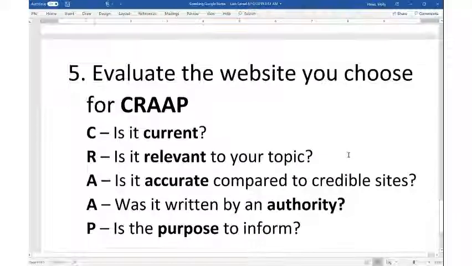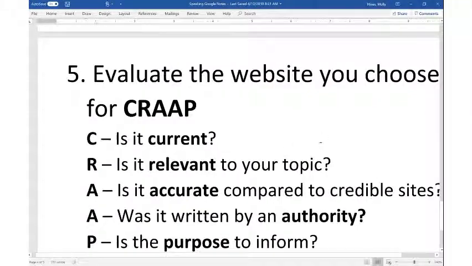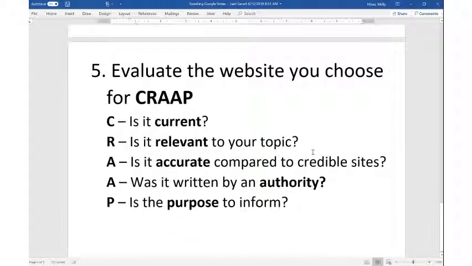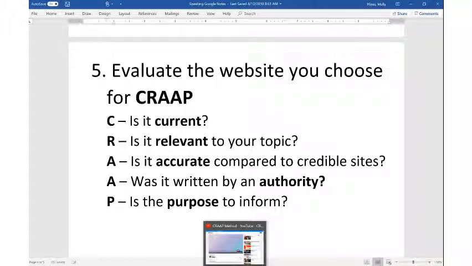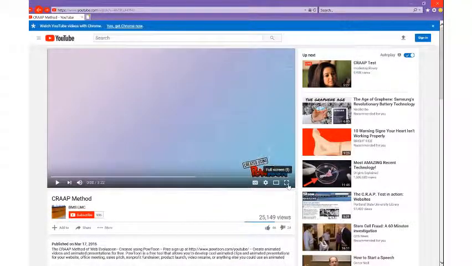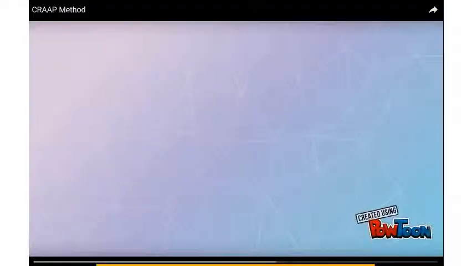Then the last step of using Google is to evaluate the website with CRAAP. And here's what CRAAP stands for. Is it current? Is it relevant? Is it accurate? Was it written by an authority? Is the purpose to inform? That's what we want. So I'm going to play a little video that talks about CRAAP, and hopefully that will help you understand it a little bit better.